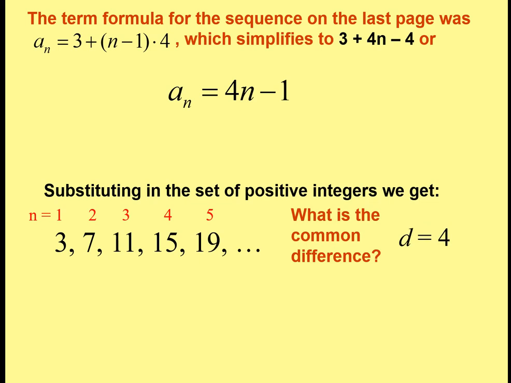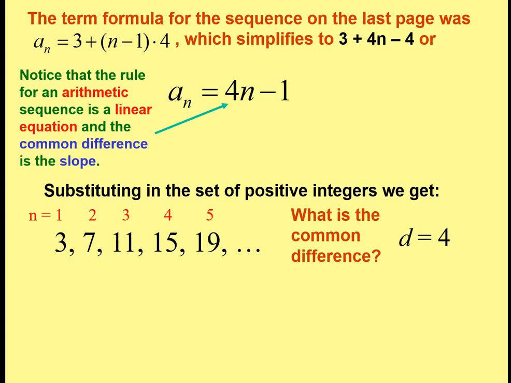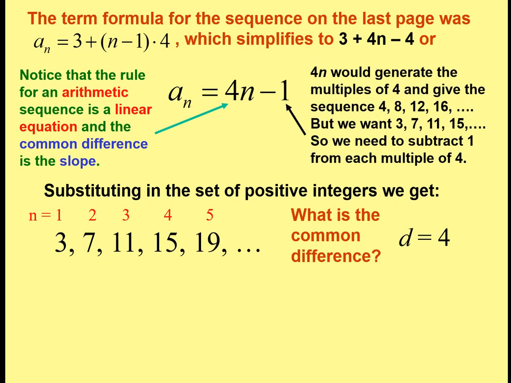Now you think, okay, we established all that in the last frame, but here's the point. Notice that the rule for an arithmetic sequence is a linear equation and that the common difference is the slope. Just using 4n would generate the multiples of 4 and give us the sequence 4, 8, 12, 16. But we want the sequence 3, 7, 11, 15, where all of these numbers are 1 less than multiples of 4. So we need to subtract 1 from each multiple of 4.